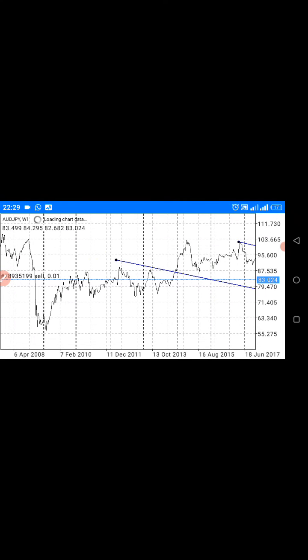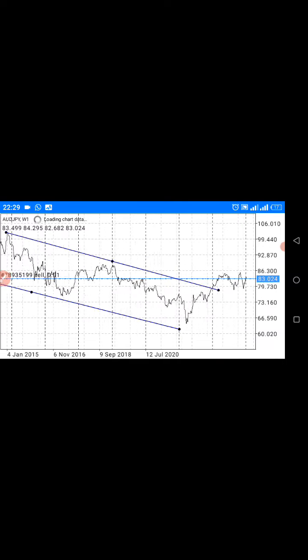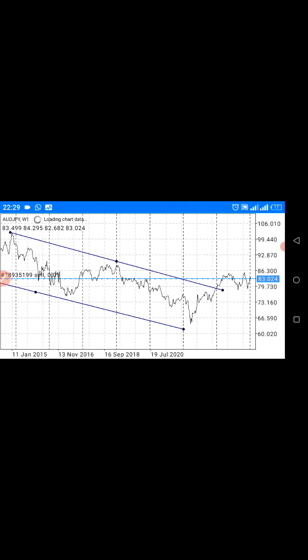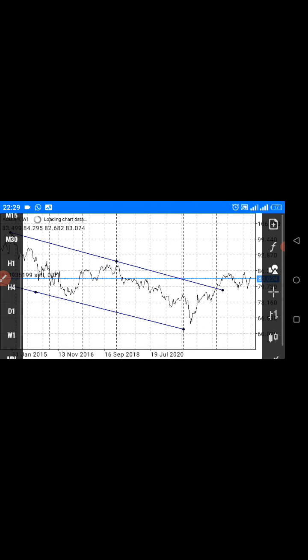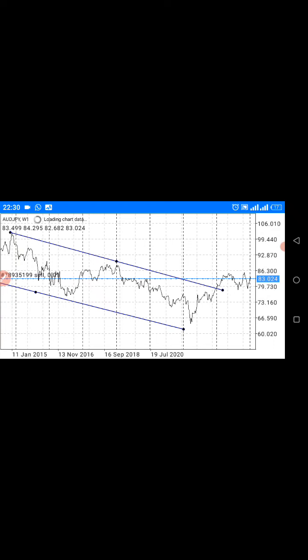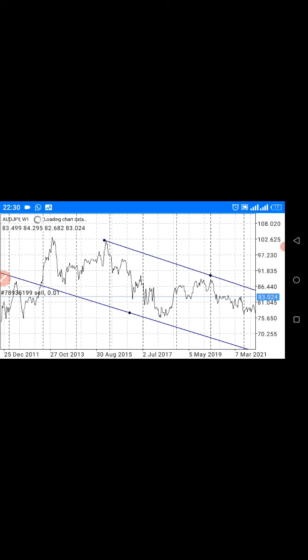So double touch, double bottom or double top, they are good patterns to be looking for when you are doing your analysis. They are good patterns when they are in accordance with the market structure and the market movement. They are good patterns to trade. They are really nice patterns.